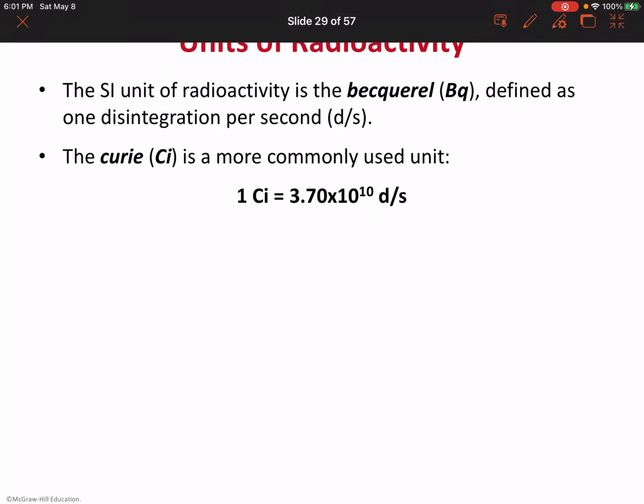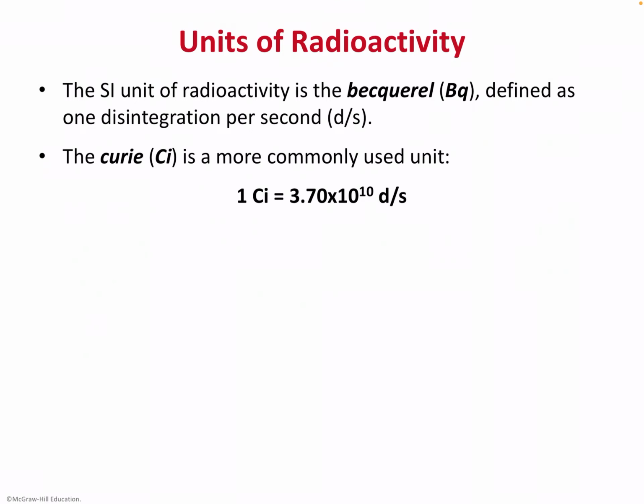Now, what are the units of radioactivity? The SI unit and the other units are based on the people who discovered radioactivity. Remember Henri Becquerel and Marie Curie, they also won the Nobel Prize for discovering radioactivity. The SI unit of radioactivity is the becquerel, defined as 1 disintegration per second. The curie, Ci, is more commonly used. 1 curie is this many disintegrations per second.